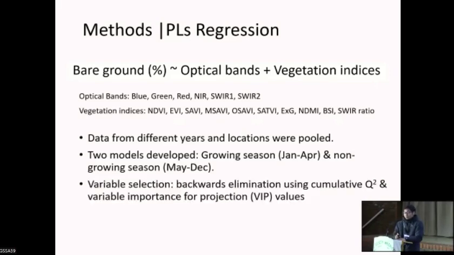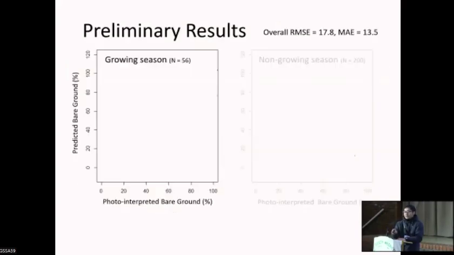And then predictor variables were selected based on Q-square value, which is an indicator for predictive performance, and also variable importance for projection values. All the analysis is done in R. So this is the preliminary result; the left graph is showing the accuracy.